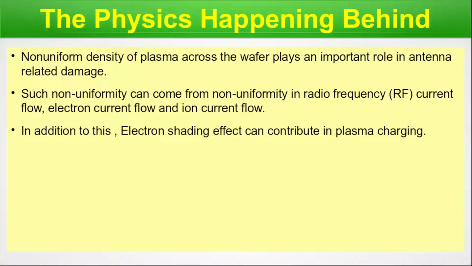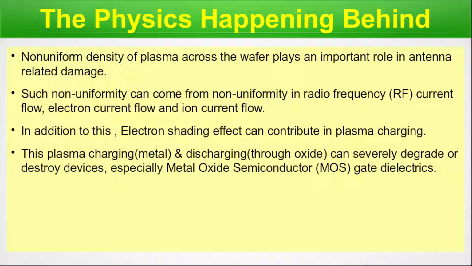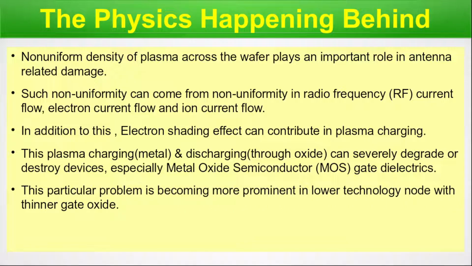In addition to this, the electron shading effect can contribute to plasma charge. What is the electron shading? The plasma charging, that is metal, and discharging through oxide can severely degrade or destroy devices, especially the metal oxide semiconductor, that is the MOS gate dielectric. This particular problem is becoming more prominent in lower technology nodes with thinner gate oxide.